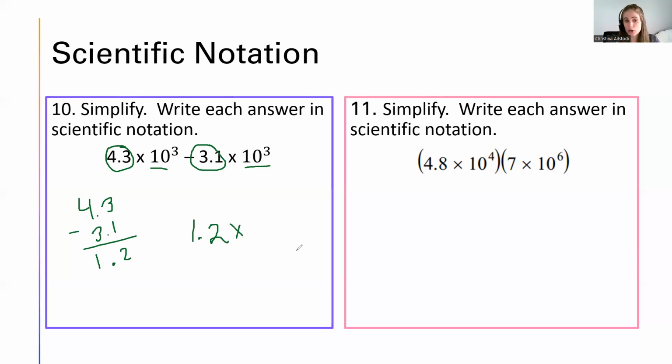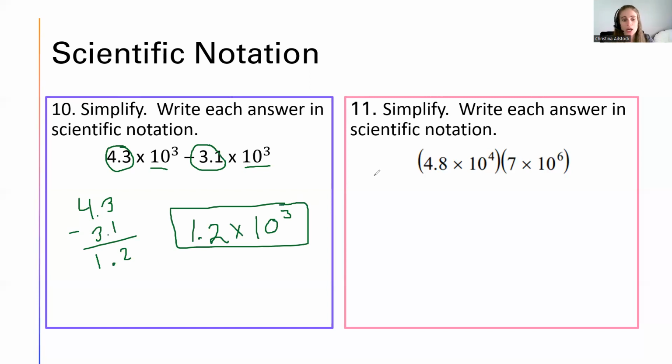And then that 10 to the 3rd power, because it was the same, and we're just adding or subtracting within that same notation, nothing changes. And there we have our final answer.